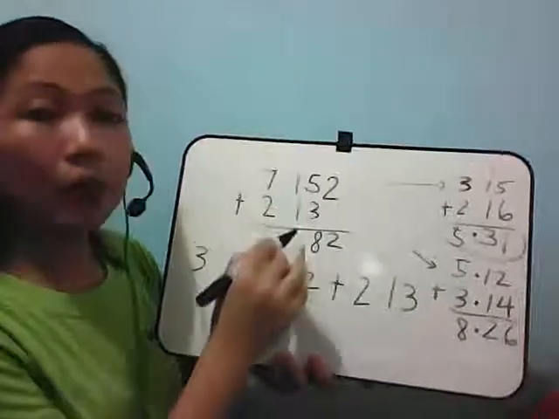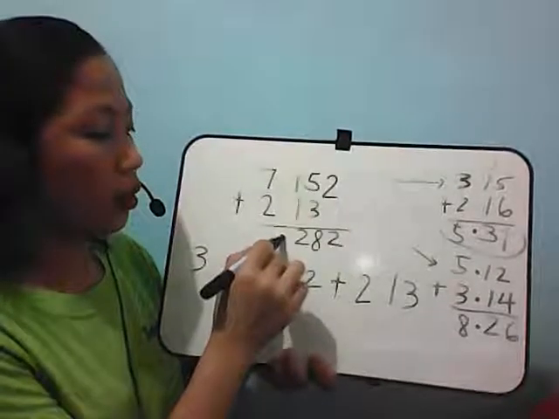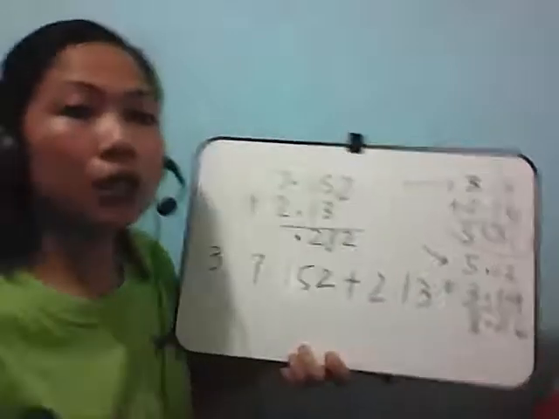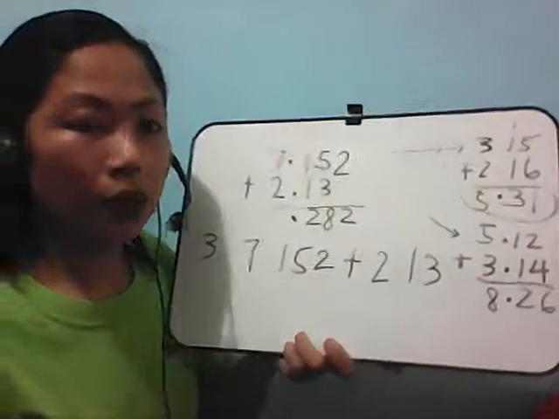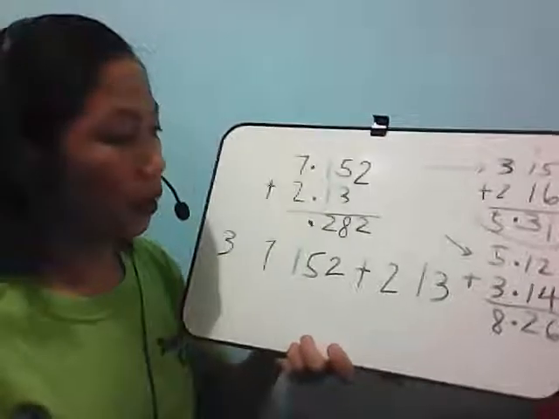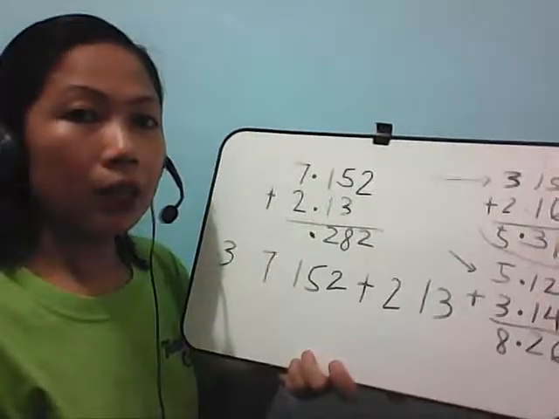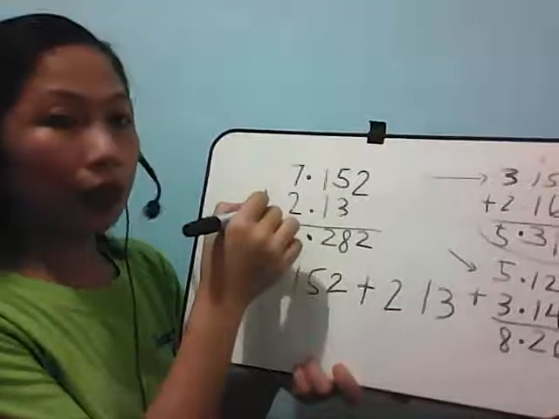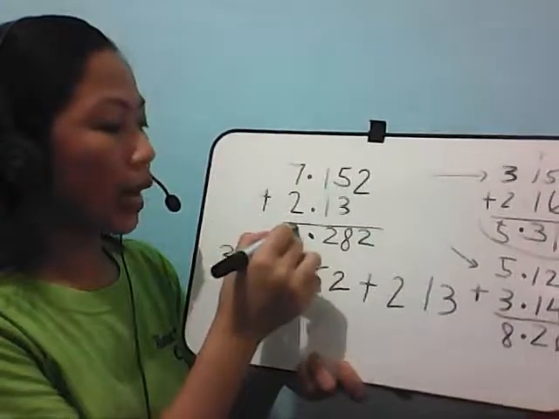And then 1 plus 1 is equals to 2. And then, of course, you need to write the decimal point. Don't forget, because once you do not write the decimal point, you will be wrong. Don't forget to write the decimal point. And the whole numbers, we need to add the whole numbers here on the left side. 7 plus 2 is equals to 9.